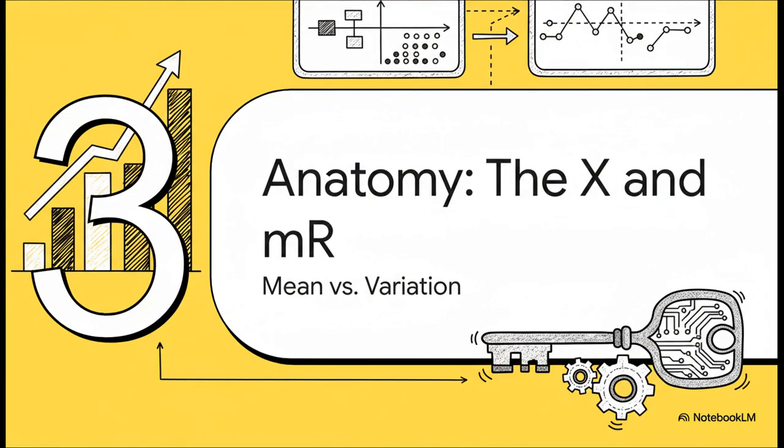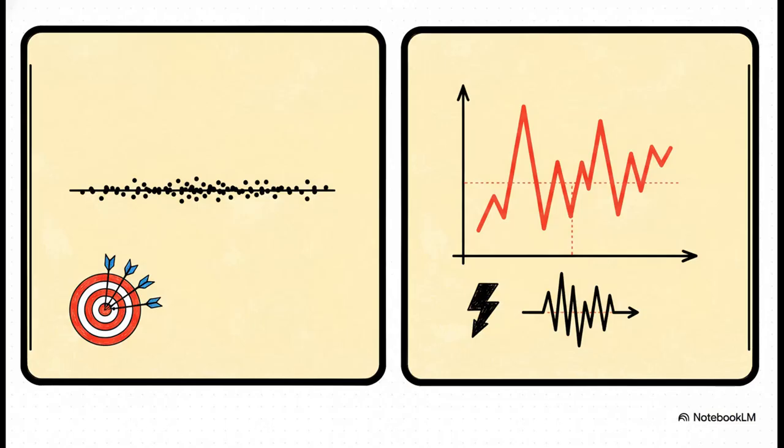Okay, let's dig into that a little deeper. Understanding exactly what each of these two charts is doing is the secret to really unlocking what the XmR chart can tell you. This really lays it all out. Think of it like this. The X chart on the left is asking, is our average level of performance changing? But the MR chart on the right, it's asking a totally different question. Is the predictability of our performance changing? Because you could have a perfectly stable average, but with wild, unpredictable swings happening underneath. The MR chart is what shines a light on that hidden chaos.